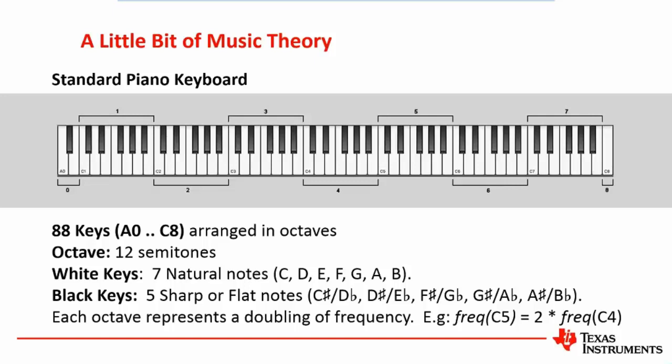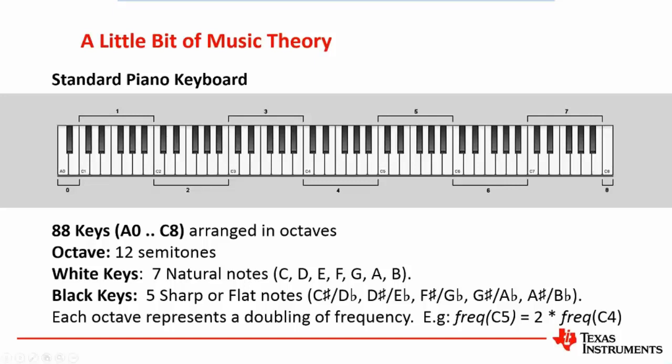Semitone, we have the 7 natural notes, which are C, D, E, F, G, A, B. We tend to start on the C rather than A, and there's a bit of a reason for that, which I'll probably get to later. The sharp or flat keys are the black ones, and depending on which direction you approach the black key, it's either a sharp or a flat, and it essentially just means it's up or down one semitone.